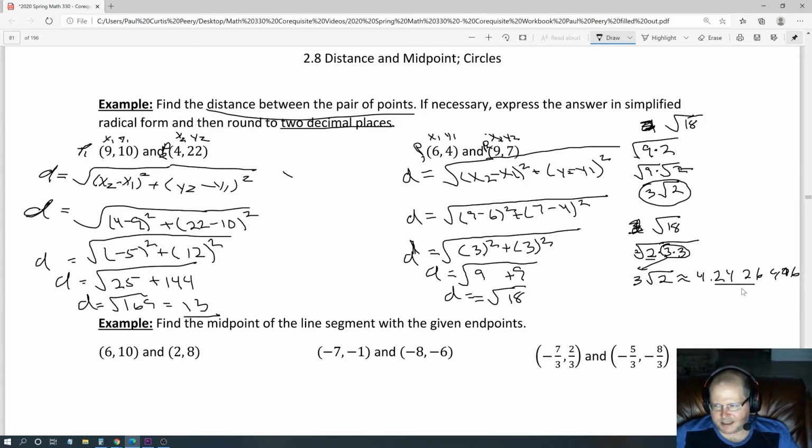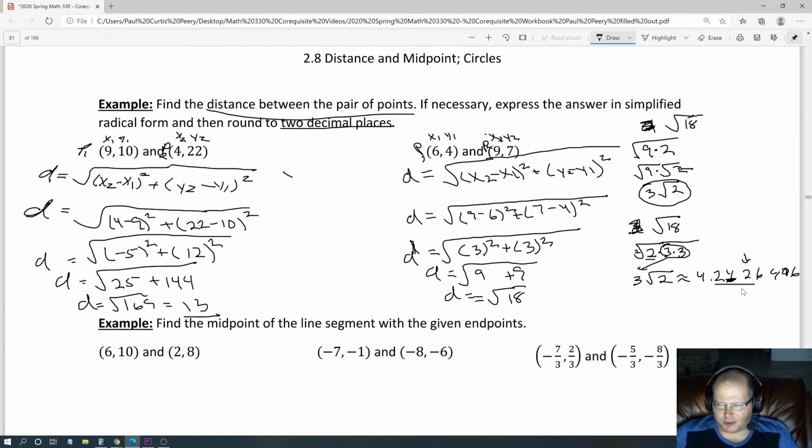So what happens is, the 4 is what I'm trying to round, this place right here. I look to the right of the 4, the right of the hundredths place, the right of the 2 decimal places, and to the right of that I have a 2. If the number to the right is 0, 1, 2, 3, 4, you round down. If it's 5, 6, 7, 8, 9, you round up.